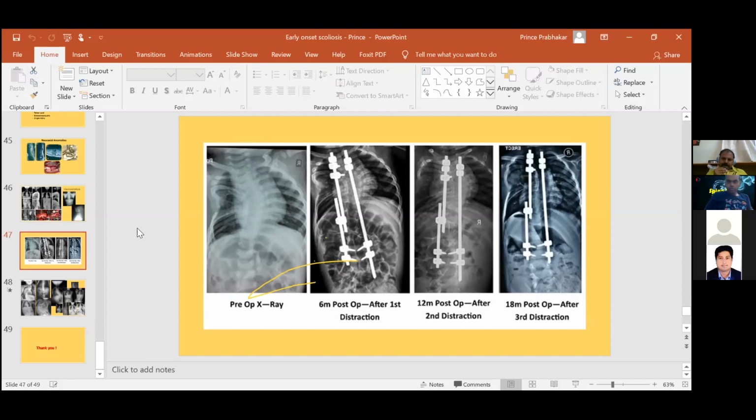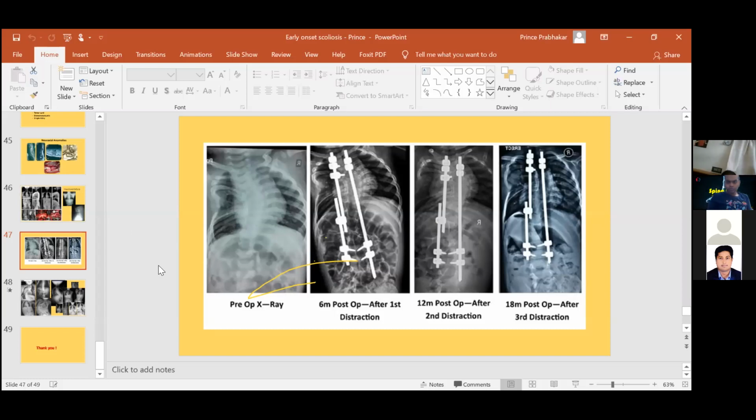I have a question, Gurudev. What were the problems with the Shilla system? It looks like a very attractive concept. You only operate once, but why didn't it become as popular as the growth rod? Why do you think it did not become popular like the growth rod?